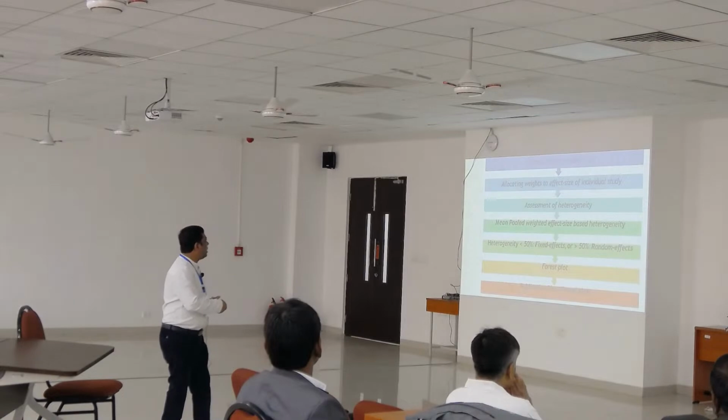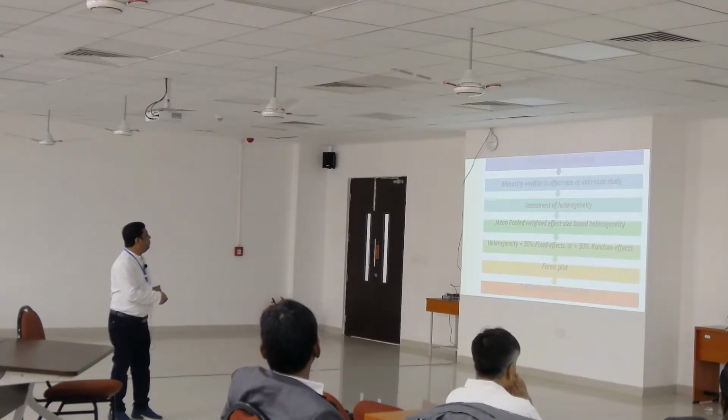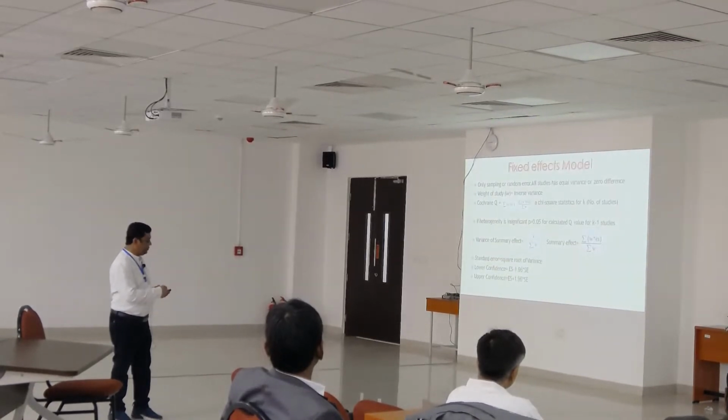For the steps of the meta-analysis, we compute the effect size, allocate the weight, assess the heterogeneity, then calculate the mean pooled weighted effect size. Then we observe the heterogeneity: if it is less than 50%, we follow the fixed effect model. If heterogeneity is more than 50%, we should follow the random effect model. I will say more later. Then we make the forest plot and also the funnel plot for publication bias. This is a fixed effect model.